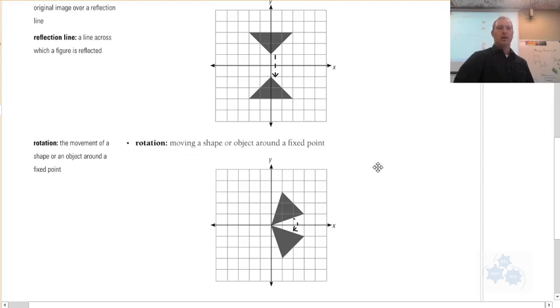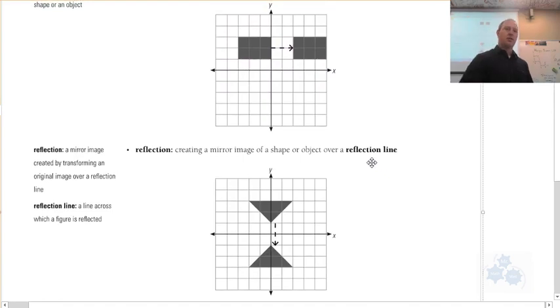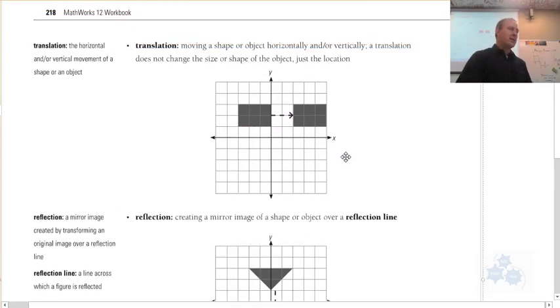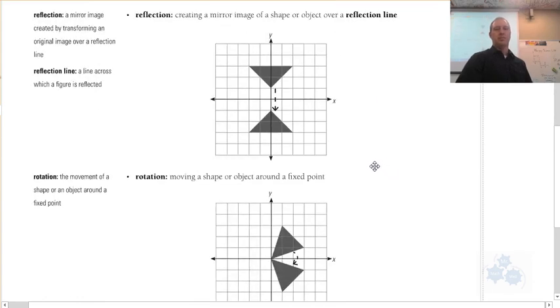Okay? So do you understand the differences between those three? A straight slide, a translation is also called a slide, a reflection, and a rotation. Any questions there? No?